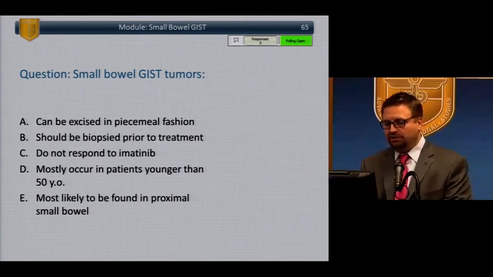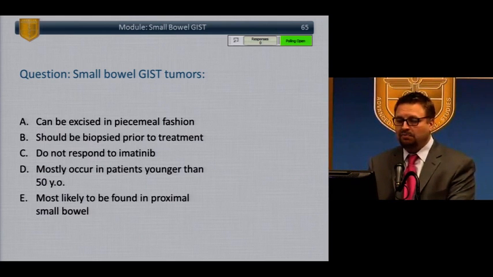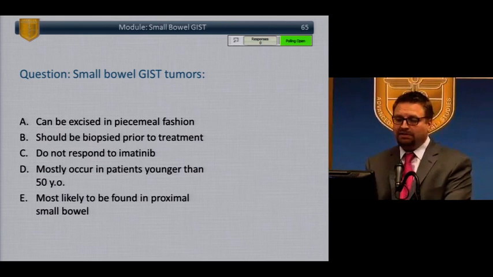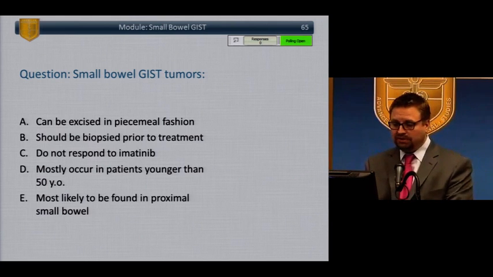Okay, other types of small bowel tumors. Small bowel GIST tumors can A, be excised in piecemeal fashion. B, should be biopsied prior to treatment. C, do not respond to imatinib, which is Gleevec. D, most occur in patients younger than 50 years old. Or E, most likely to be found in the proximal small bowel.